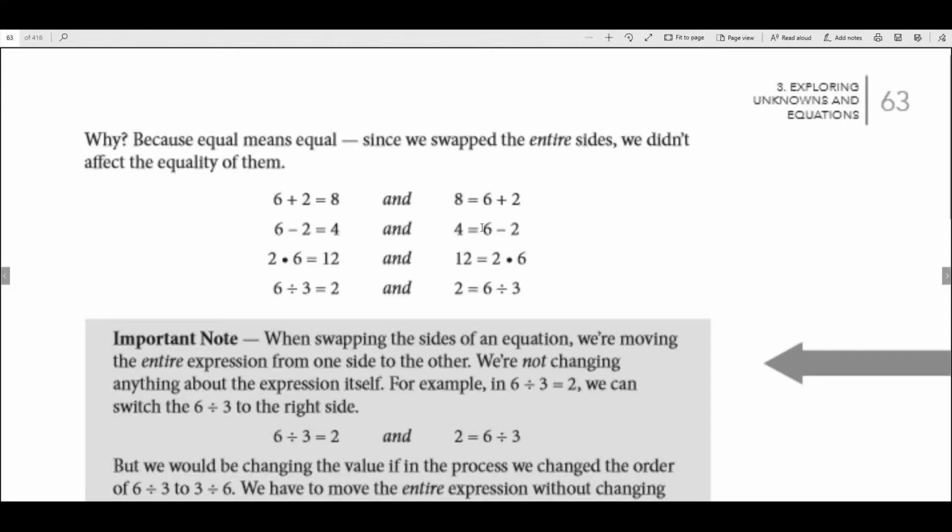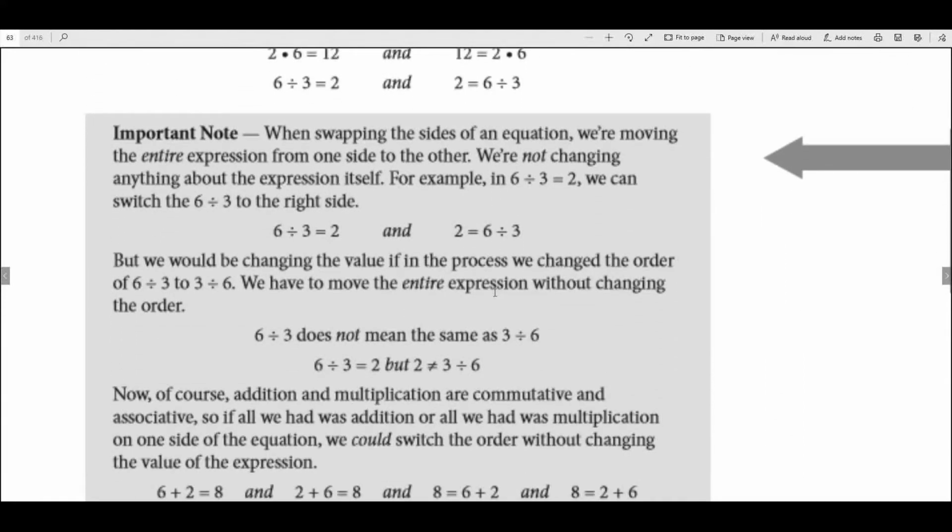So notice, here's some examples. 6 plus 2 equals 8, and they've swapped it around. 8 equals 6 plus 2. They've only swapped them. Same thing here. 6 minus 2 equals 4, and 4 equals 6 minus 2. Doesn't matter how you do it. 2 times 6 equals 12, and 12 equals 2 times 6. I said divided by. I meant times. I don't know why I said that. This is divided by. 6 divided by 3 equals 2, and 2 equals 6 divided by 3.